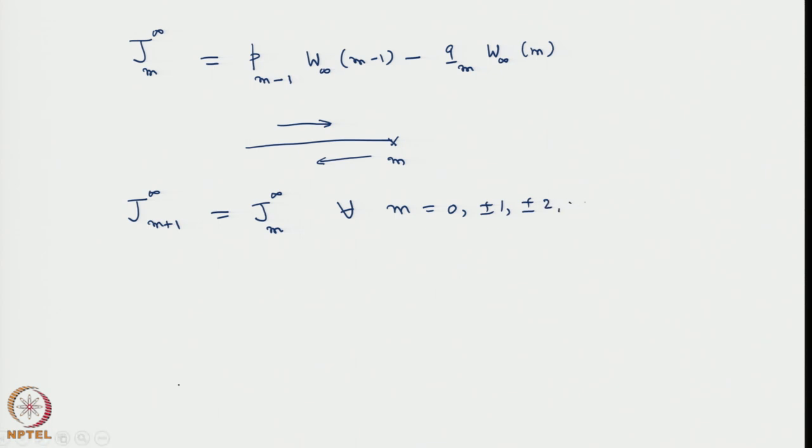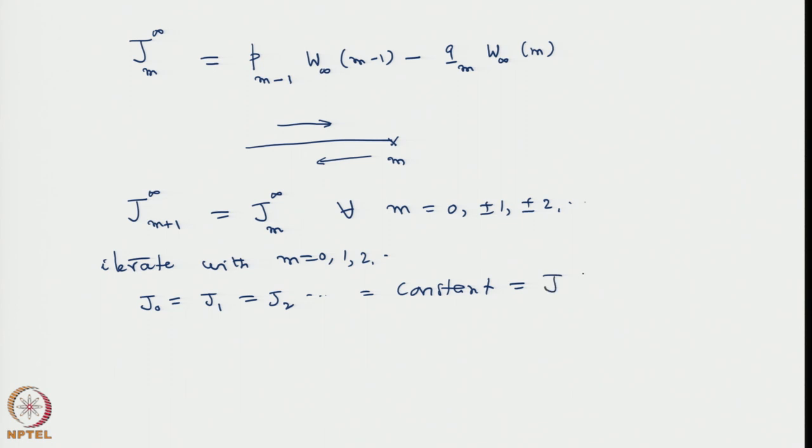So, if I have an infinite lattice, my current across every point should be the same. In fact, if you iterate with m equal to 0, 1, 2, etcetera, we find that this is equal to J 0 equal to J 1, let us say on the positive side, J 2, etcetera, constant. So, it does not depend on m, because this condition J m plus 1 equal to J m implies that J is constant. Let us call it as J.